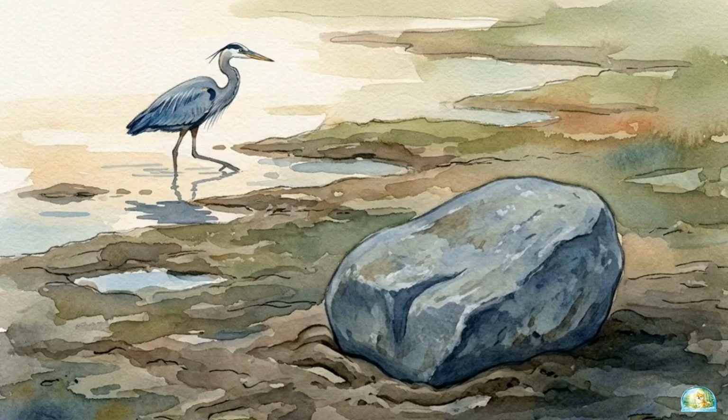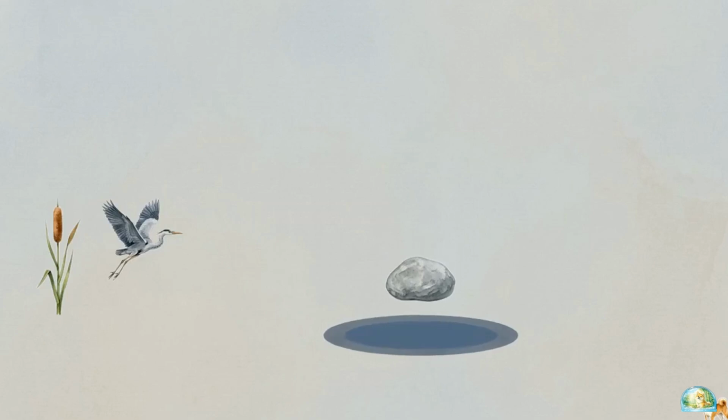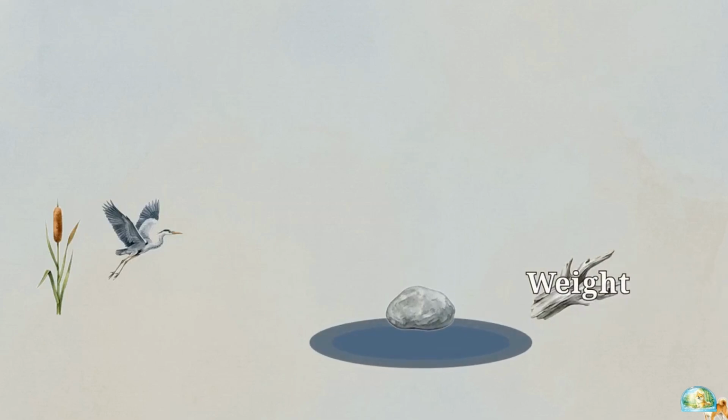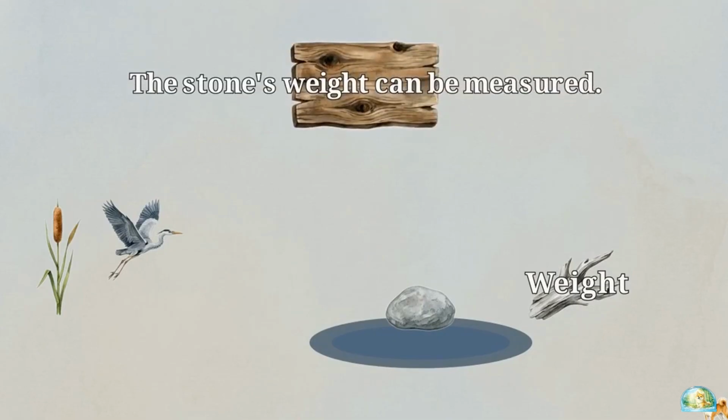Further along the bank, Wren encounters a smooth stone. The stone presses down when carried. That press is its weight. We could ask how heavy it is. The stone's weight can be measured.